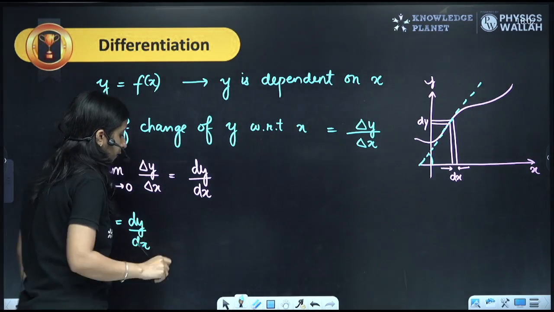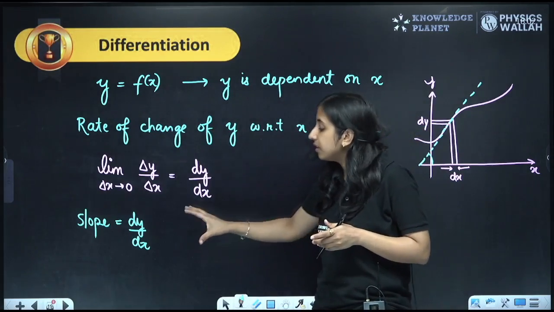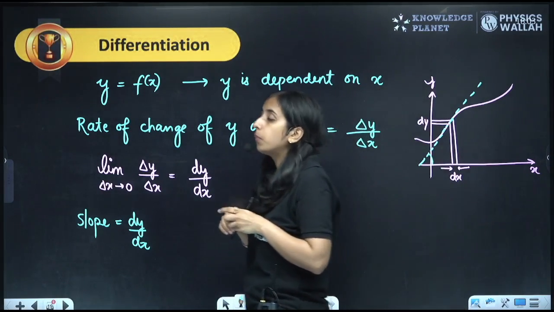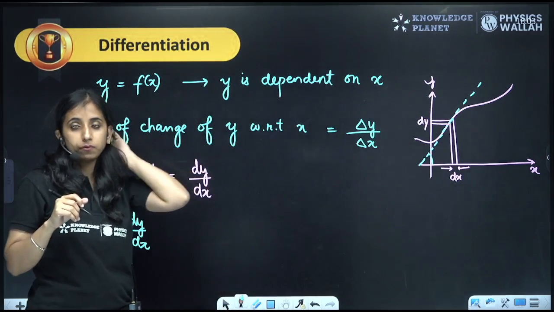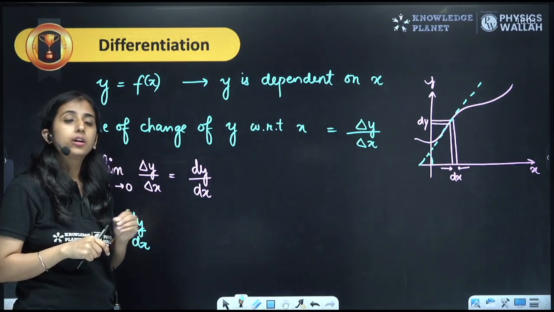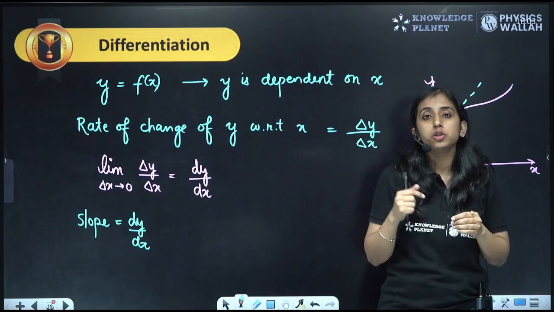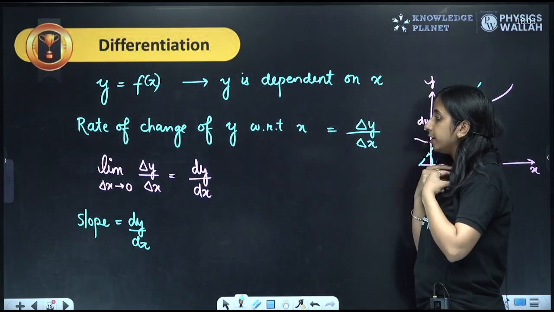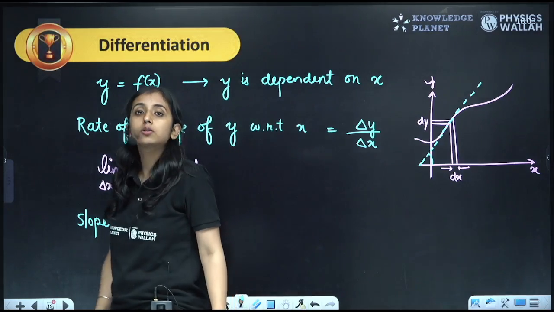So what is the physical significance of differentiation? The physical significance of differentiation is that it gives me the slope of the curve at any point. If we calculate the value of differentiation at any point, then it gives me the slope of the curve at that point, plus it gives me the rate of change of y with respect to x. So this is the physical significance.